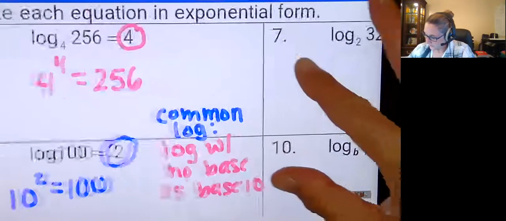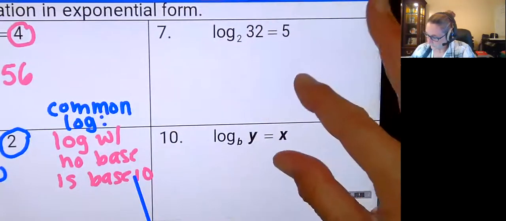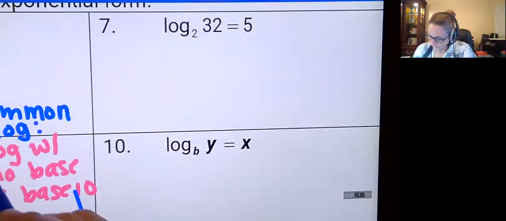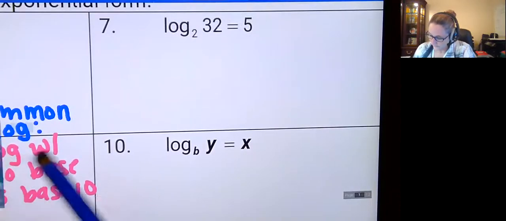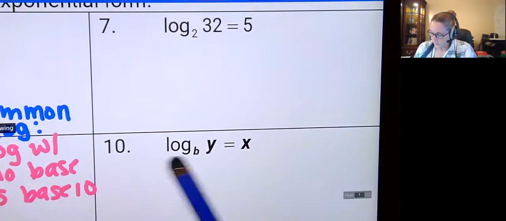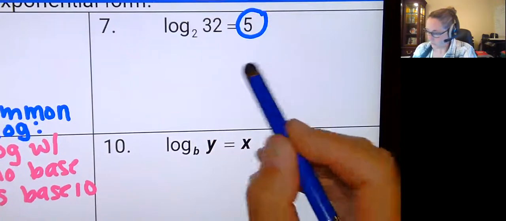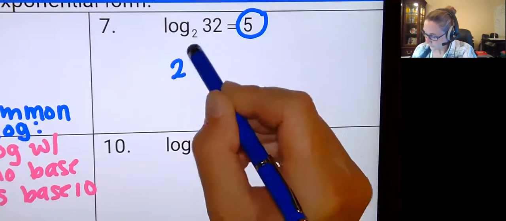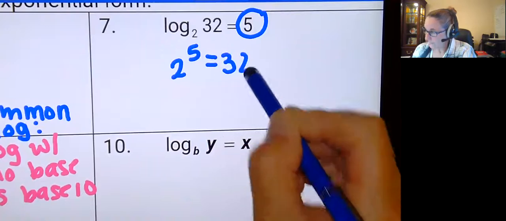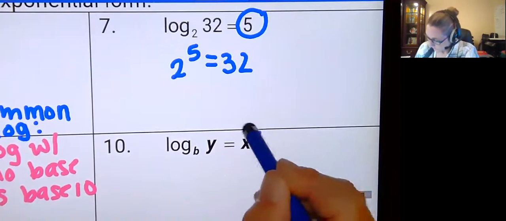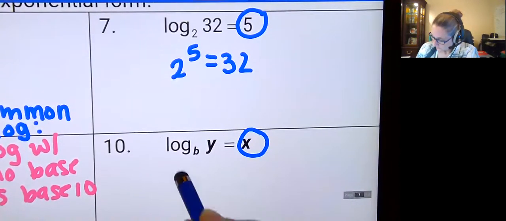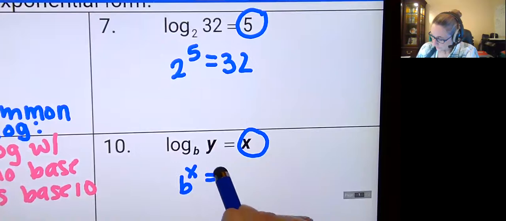Okay, so now let's take a look at these two. So on this one, again, what your log equals is your exponent. So this is going to be 2 to the 5th equals 32. Again, log equals your exponent. So this is going to be b to the x is equal to y.